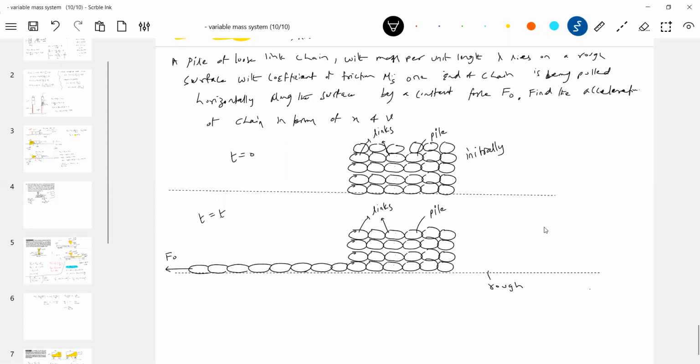He's asking the acceleration. So which part will be moving? The links that are on the ground. So there's a moving part, no? So shall I call this a system? So let this be a system. Now, with time, the number of links in the system will increase, no? And what is the state of this? This will be at rest. This will be moving.